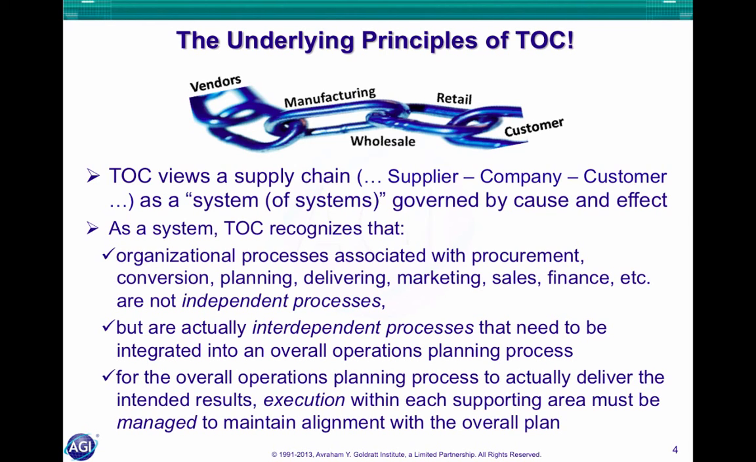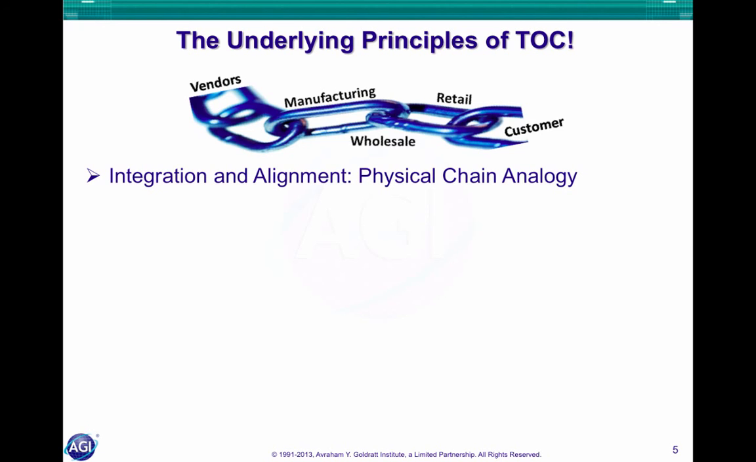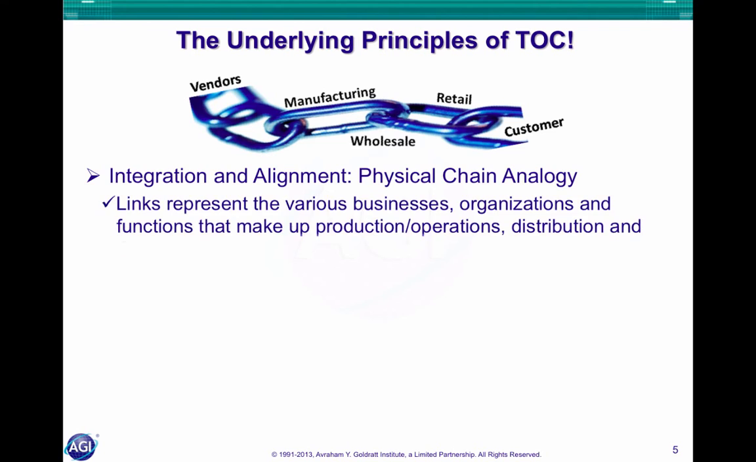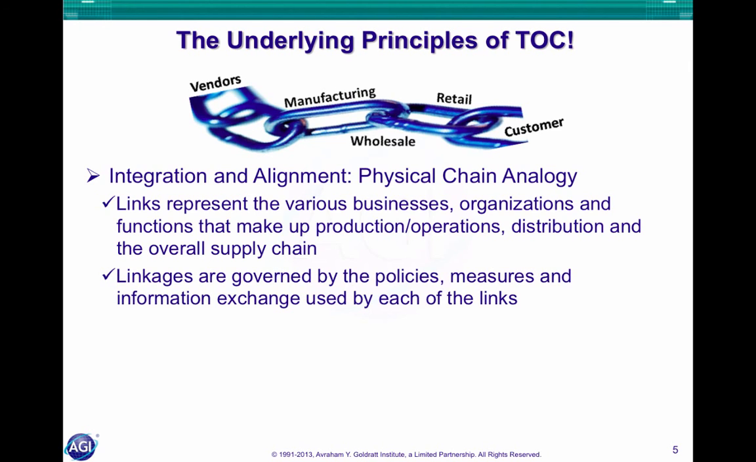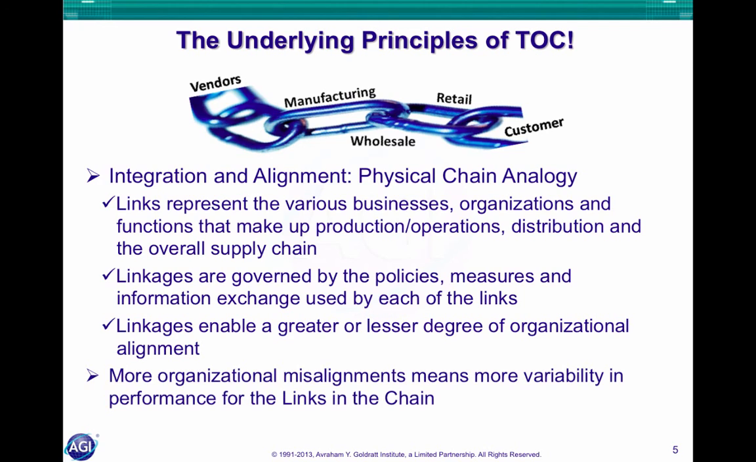And for the overall operations planning process to actually deliver the intended results, execution within each supporting area must be managed so as to maintain alignment with the overall plan. Which brings us to the subject of integration and alignment, which is best addressed through the analogy of a physical chain, where the links represent the various businesses, organizations, and functions that make up the overall supply chain, and the linkages between each of the links are governed by the policies, measures, and information exchange that each of the links uses. And it's the linkages that establish organizational alignment or misalignment. The greater the misalignment, the greater the variability in performance for each of the links in the chain.